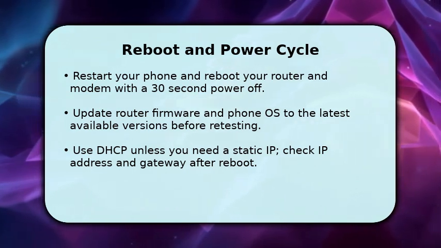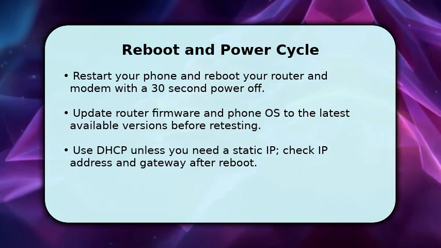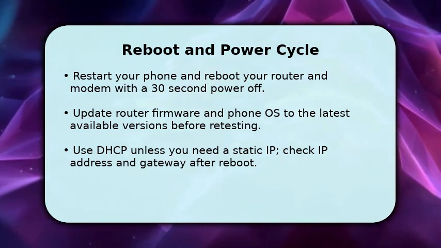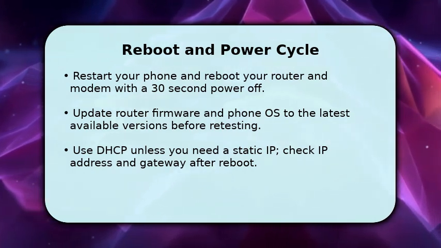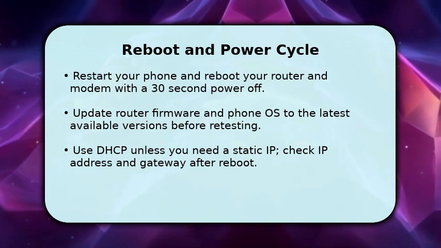then the router. While rebooting, check for and apply any router firmware updates and install the latest phone OS updates. After reboot, confirm your phone has a DHCP-assigned IP and the correct gateway address.